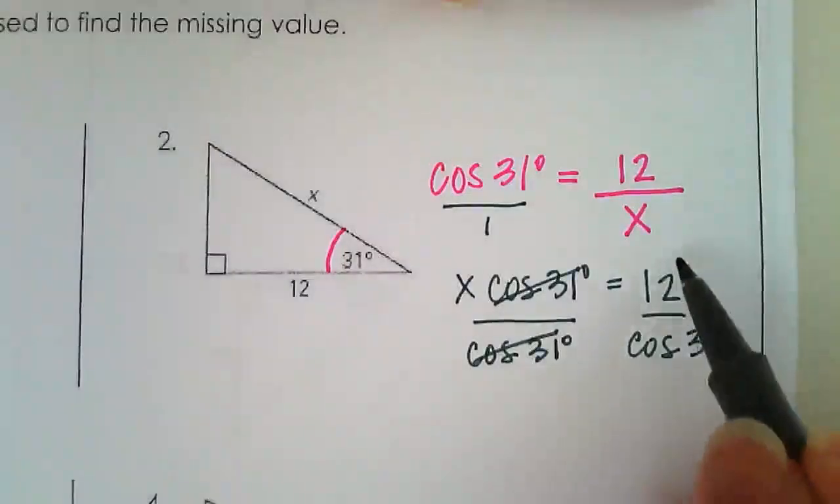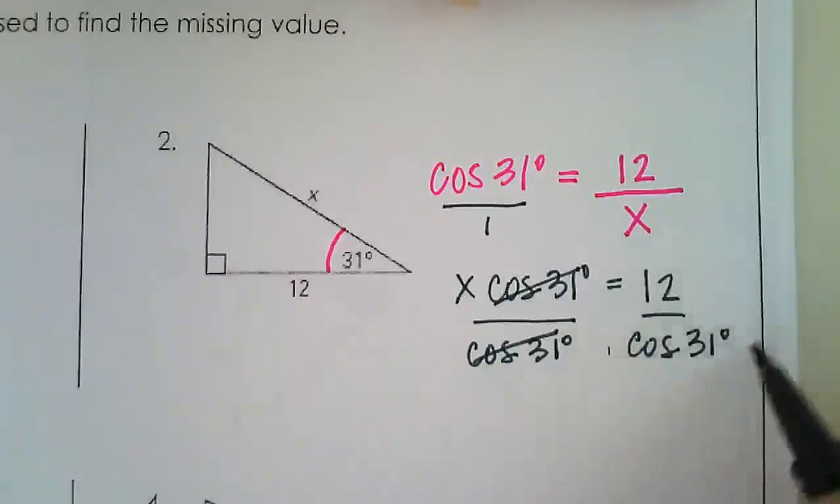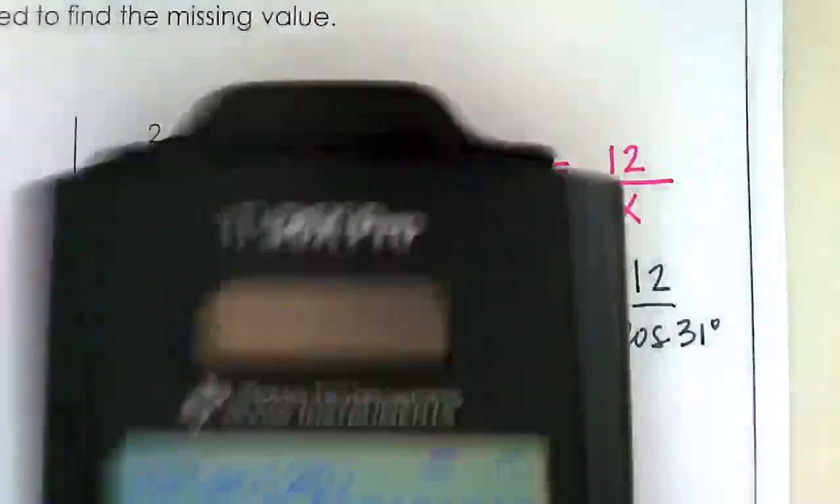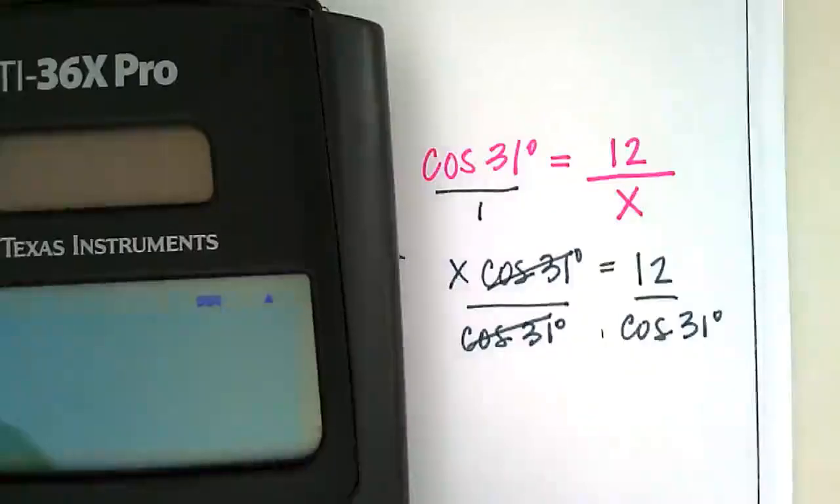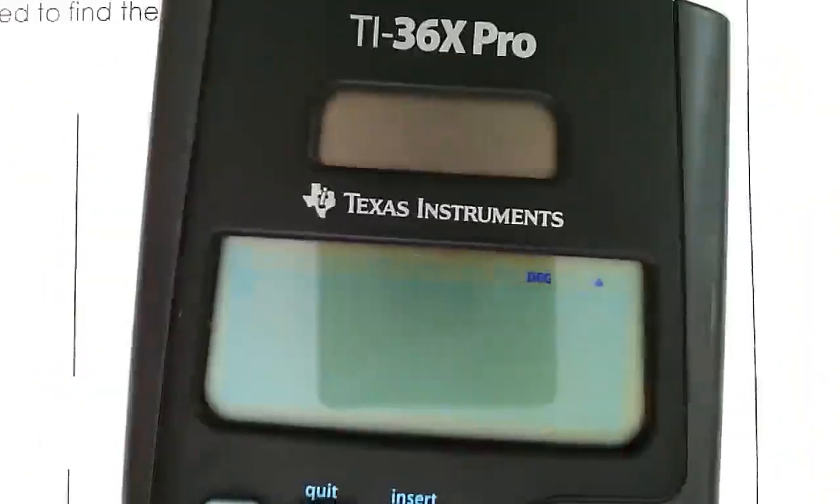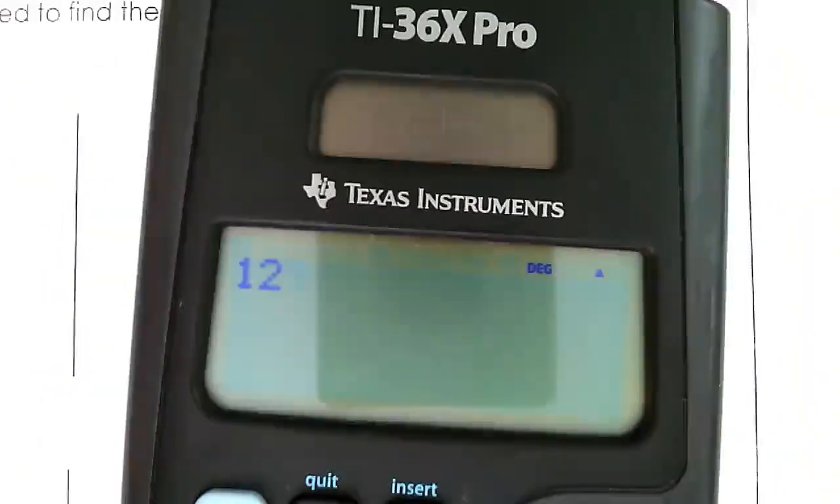All right, so now this is what we need to put into the calculator. If you grab your calculators, clear the last one out. We need to do 12 divided by the cosine of 31. So here it goes: 12 divided by cosine 31.